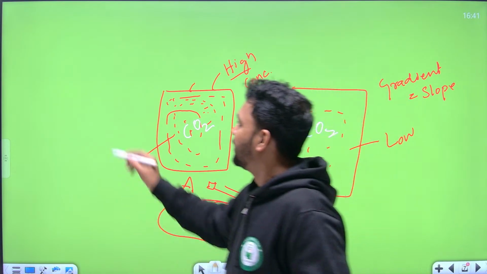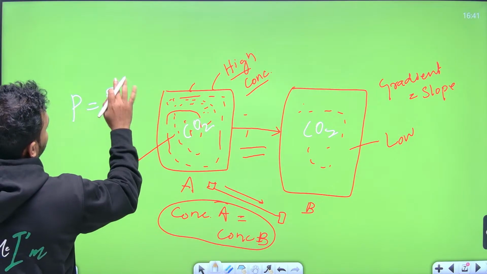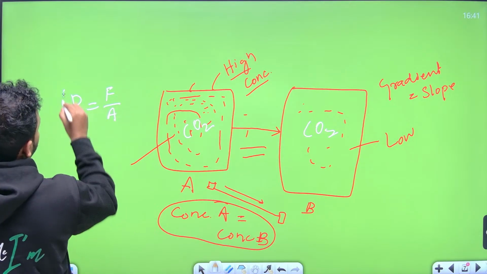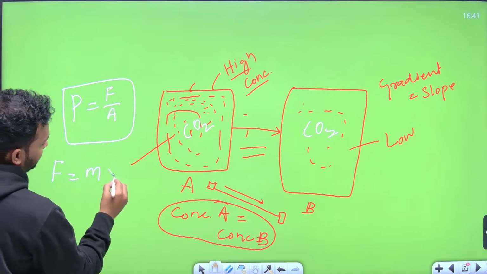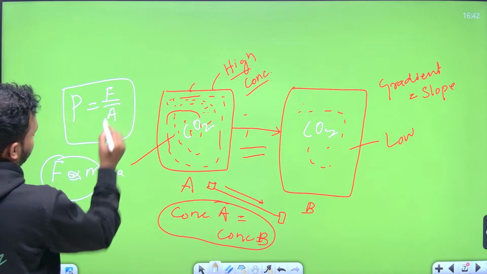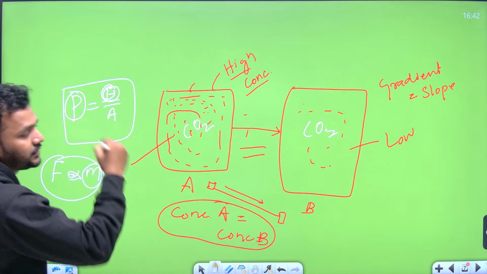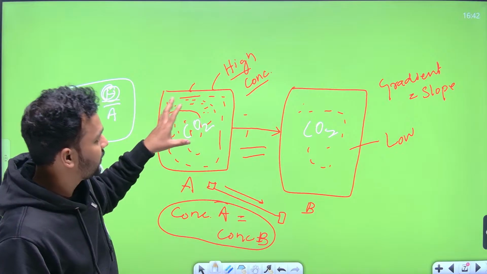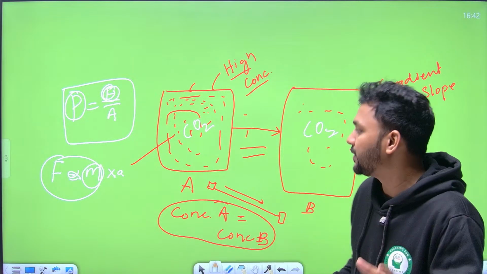Why? What is the formula of pressure? Pressure is equal to force per unit area, right? And force is equal to mass into acceleration, or you can say force is directly proportional to mass. So if mass is greater, force will be greater, and if force is greater, pressure will be greater. So in higher concentration, the pressure will be more. So if the number of molecules in a system is more, it has more diffusion pressure.